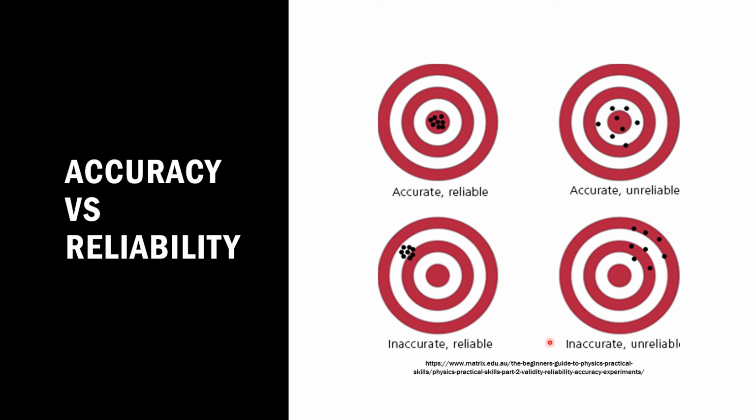Now down the bottom, we have a bunch of inaccurate results, results which don't actually hit the mark that we intended. But here we have a reliable set. We're consistently getting the same results. They're just not correct. And over here we have results that are both inaccurate and unreliable. They're not consistent and they're not actually hitting the mark. Just a way to visualize what we've been talking about so far.